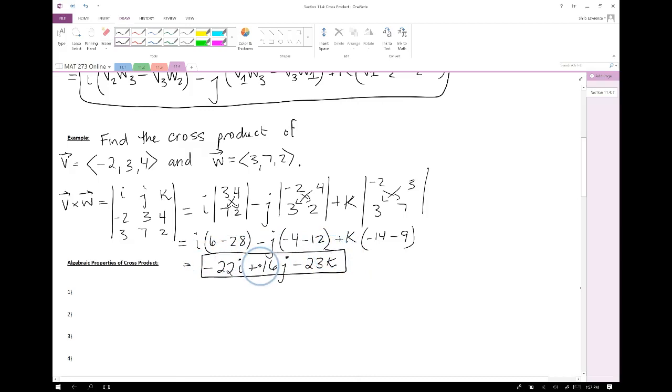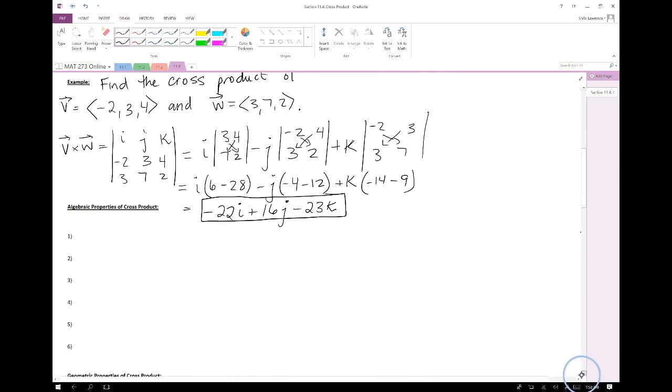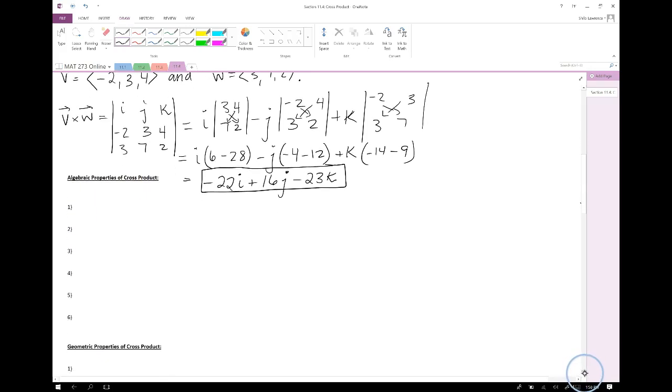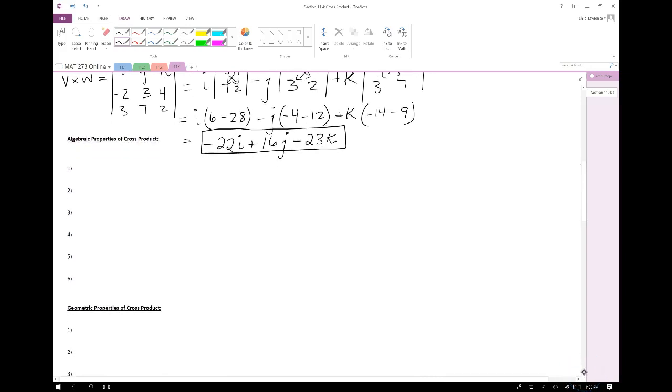So this vector, if we were to draw these, would make a 90-degree angle both with -2, 3, 4, and it would make a 90-degree angle with 3, 7, 2. We'll do some more examples and try some different things, but first, to understand cross product a little bit better, we're going to go through some of the algebraic and geometric properties of cross product, see what kind of things we can do with them and what they are useful for.